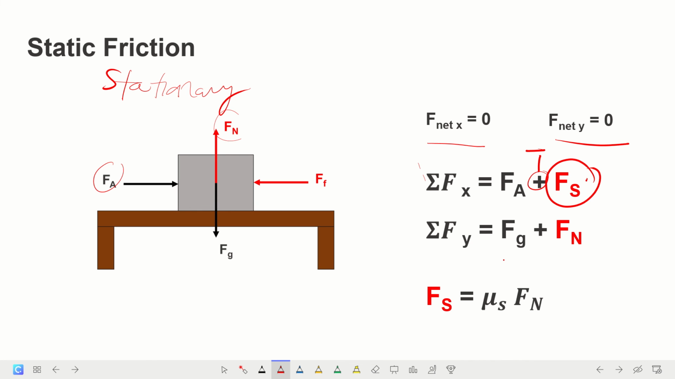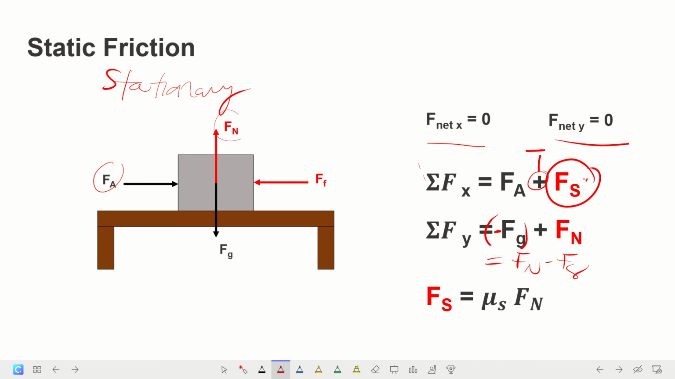Along the y-axis, since pareho lang naman, balance naman yung ating force. So ayan, the net force acting on the y-axis is force due to gravity plus the normal force. So we suppose that the normal force is positive and the downward force is negative. So therefore, negative force due to gravity plus the normal force, pwede rin natin siyang i-write as normal force minus Fg. Ayan.